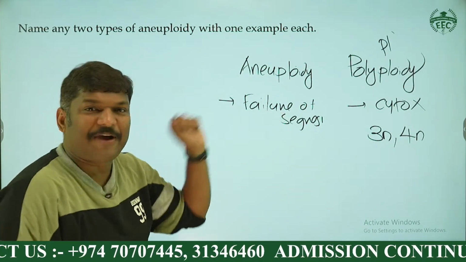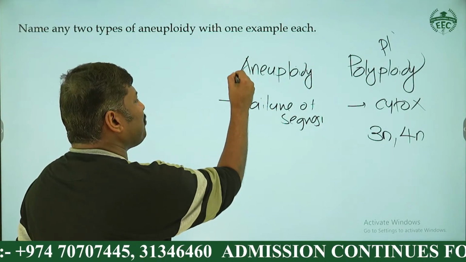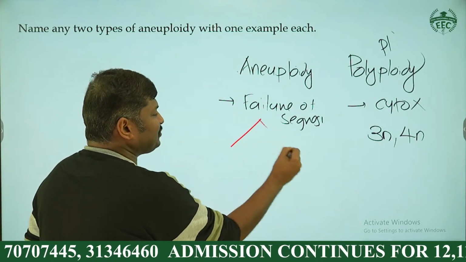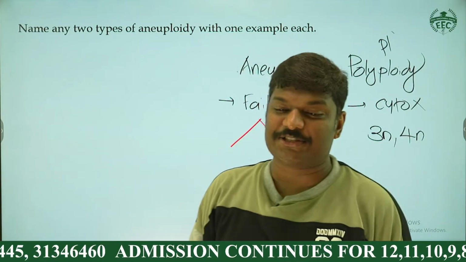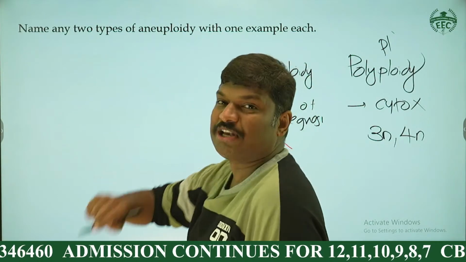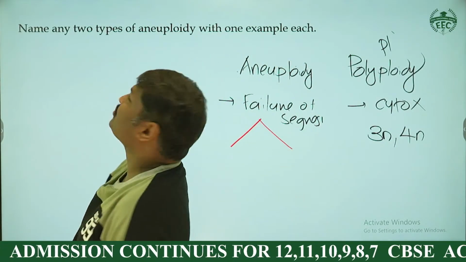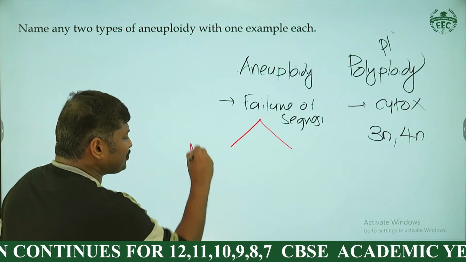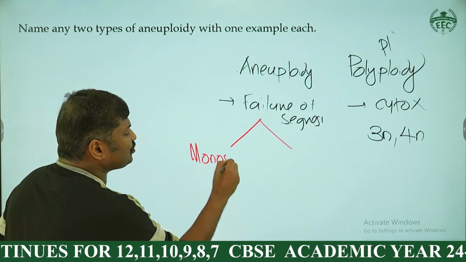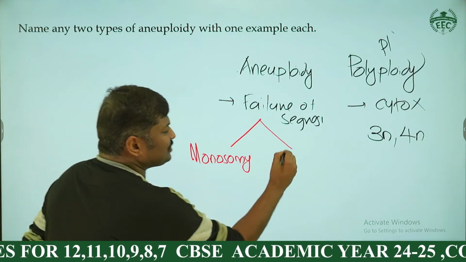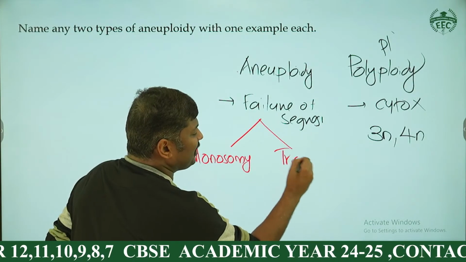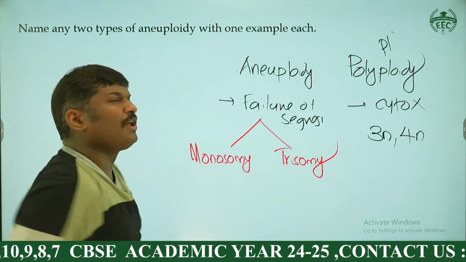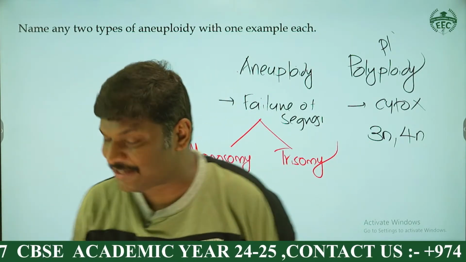And aneuploidy is a failure of segregation. There are 2 different types of aneuploidy. What are they? Here is the same question: name any 2 types of aneuploidy with a suitable example. Here you can see one is called monosomy and the other one is called trisomy. And there are 2 disorders, my dear student. One is called monosomy and another one is called trisomy.